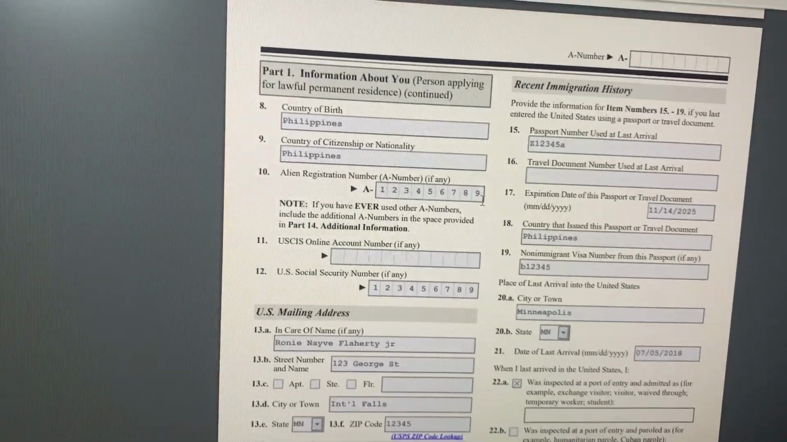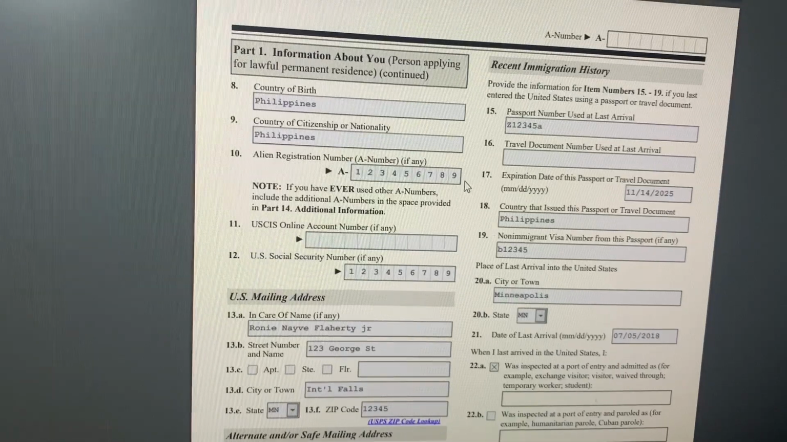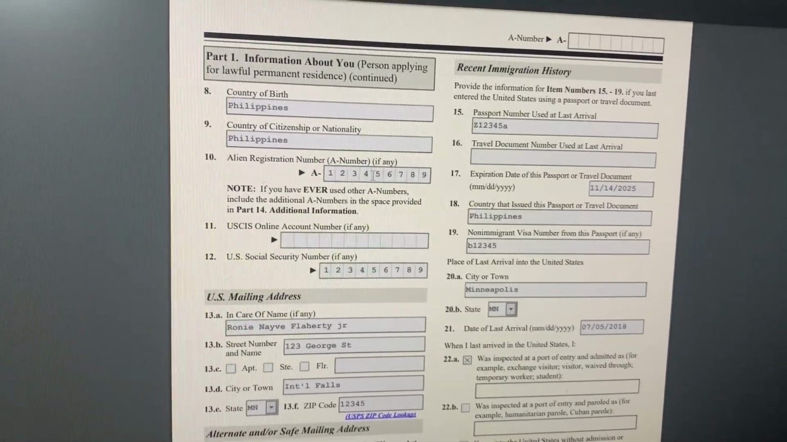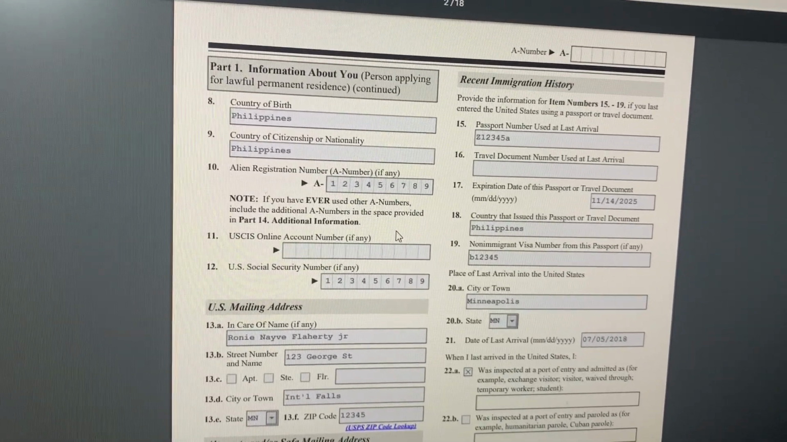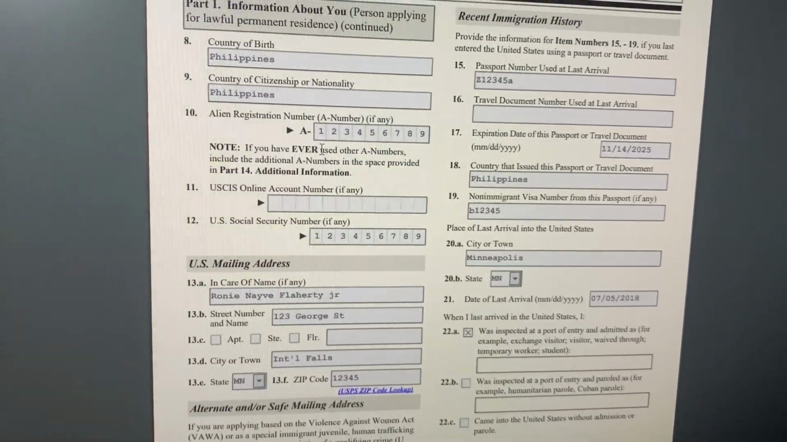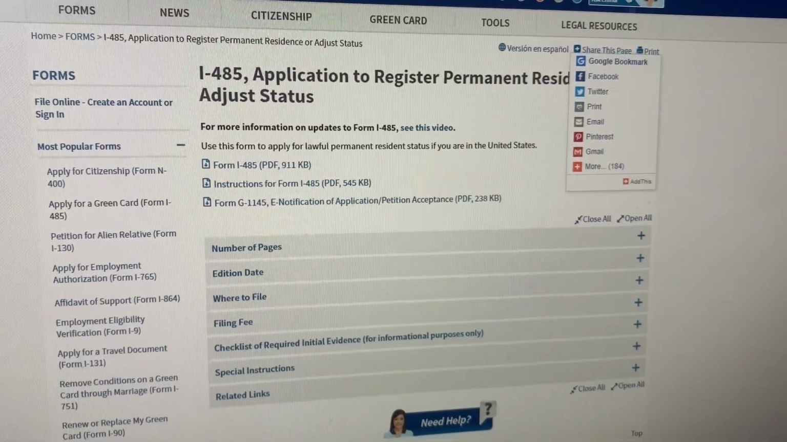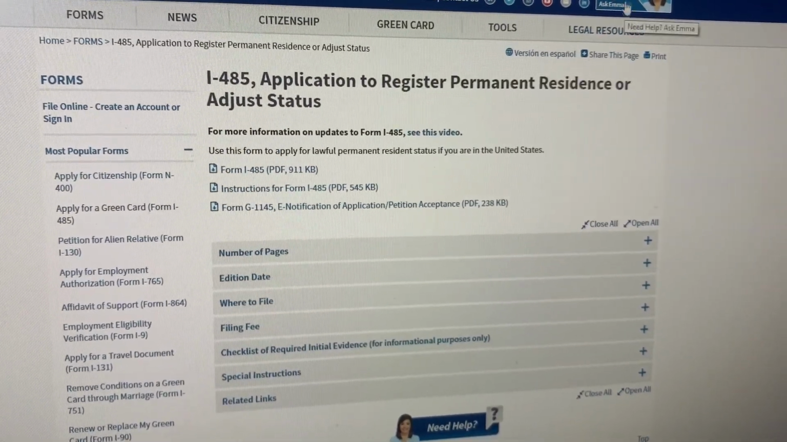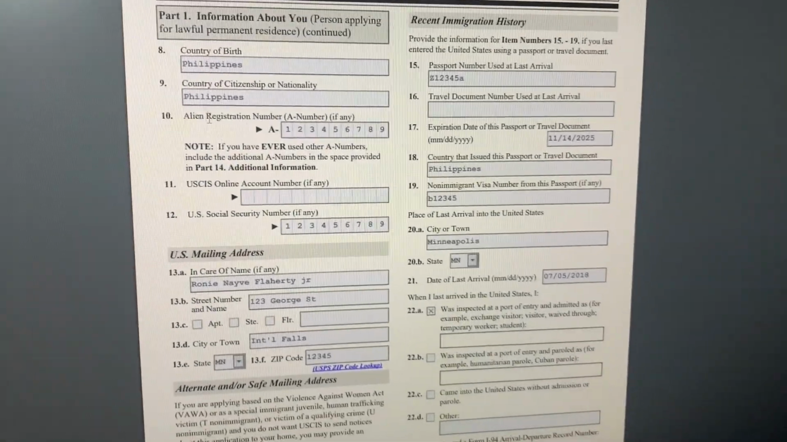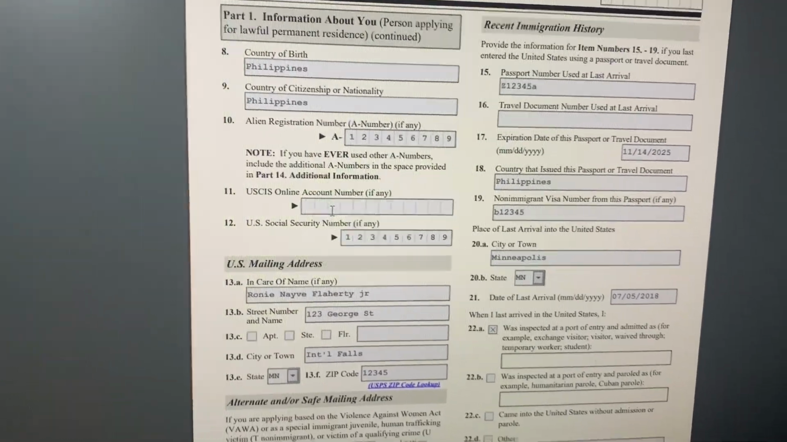I hope you kept your I-797 from the original I-129F petition, so you can see your alien number there. Or if you unfortunately lose it, you can always call the USCIS hotline. You can always contact them somewhere on their website, or it depends on your location. And number 11, I didn't have an account.